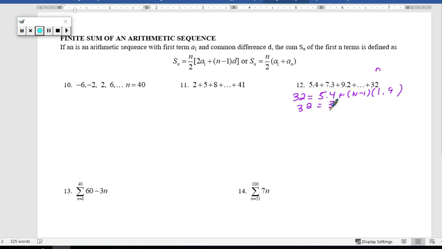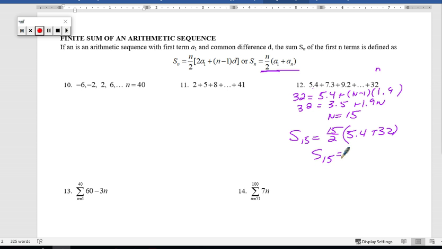32 equals 3.5 plus 1.9n. We figure out n to be 15. Once we know that, again, it makes more sense to use this formula because we do know the first term and the last term. So the sum of the first 15 terms is going to be 15 over 2 times 5 plus 4 plus 32, and that's going to give us a total for the sum of 15 to be 280.5.